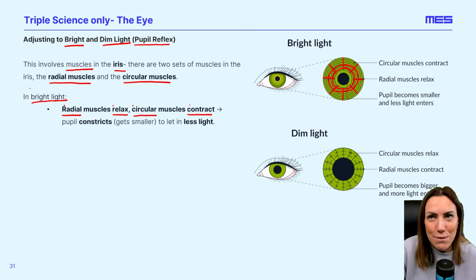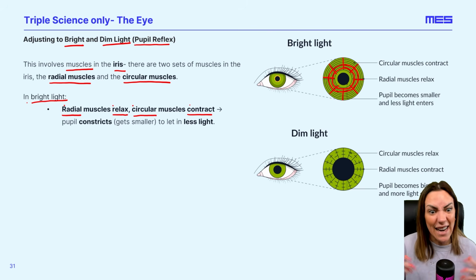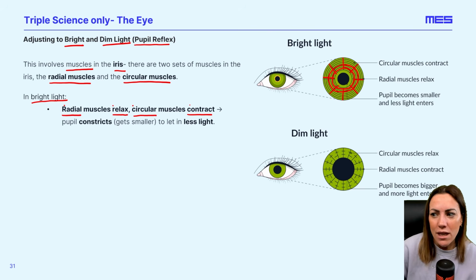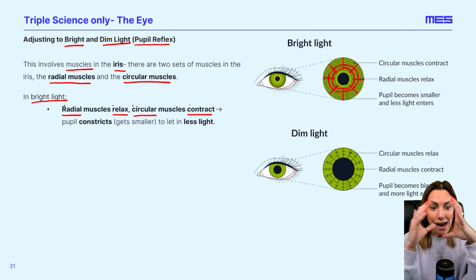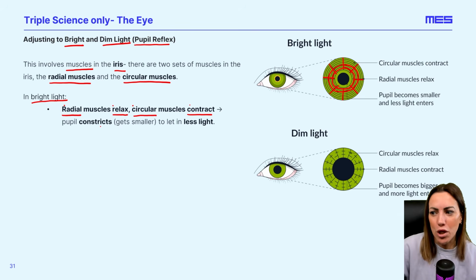And I know it's a bit silly, but I think of that as, well, this is in bright light, so the letters can see each other, so they match up as they should. So in bright light, R, R go together, C, C go together. So bright light, the radial muscles relax, the circular muscles contract. And if you can picture the circular muscles contracting like this, the pupil is going to constrict or get smaller, so less light enters, okay?